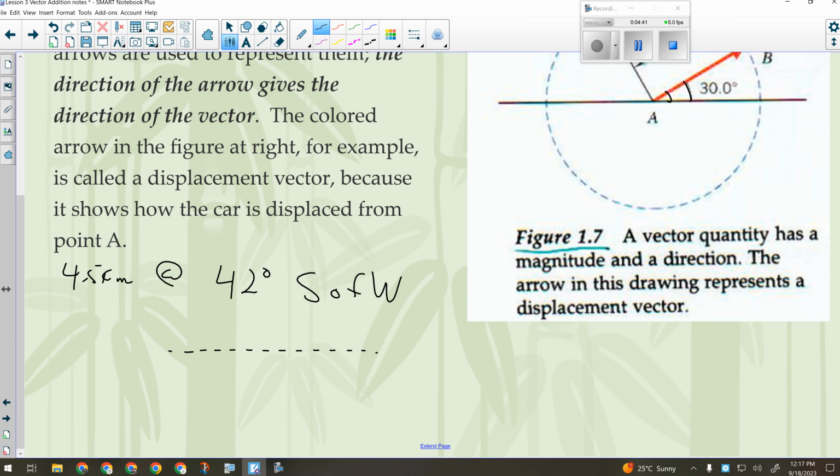So I just draw a little angle arc, and I say, all right, that's 42 degrees. This is 4.5 kilometers. This is how far south I go. This is how far west I go, and I'm done. Okay, everybody all right with that? That's how we draw our vectors if we're given them that way.